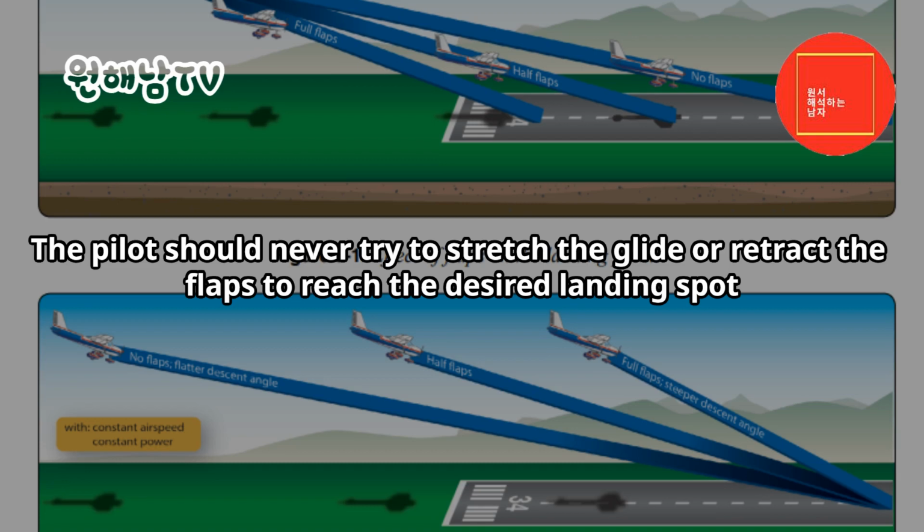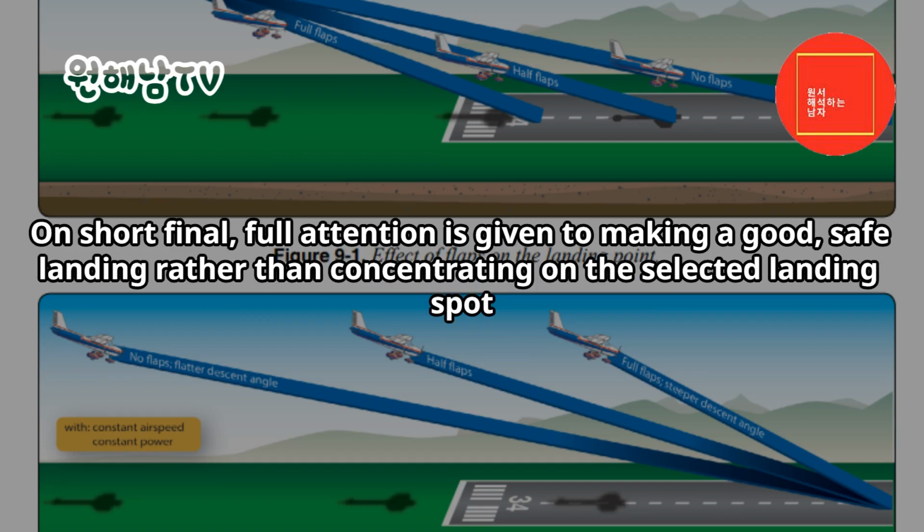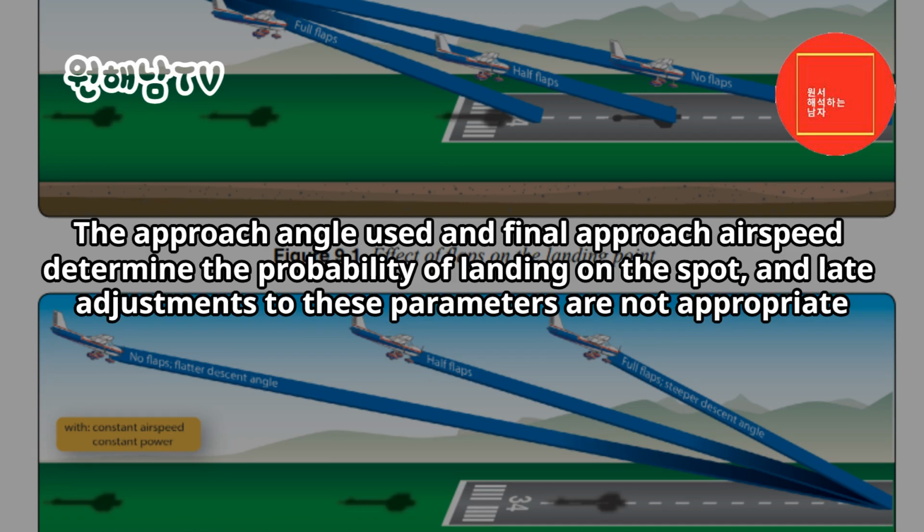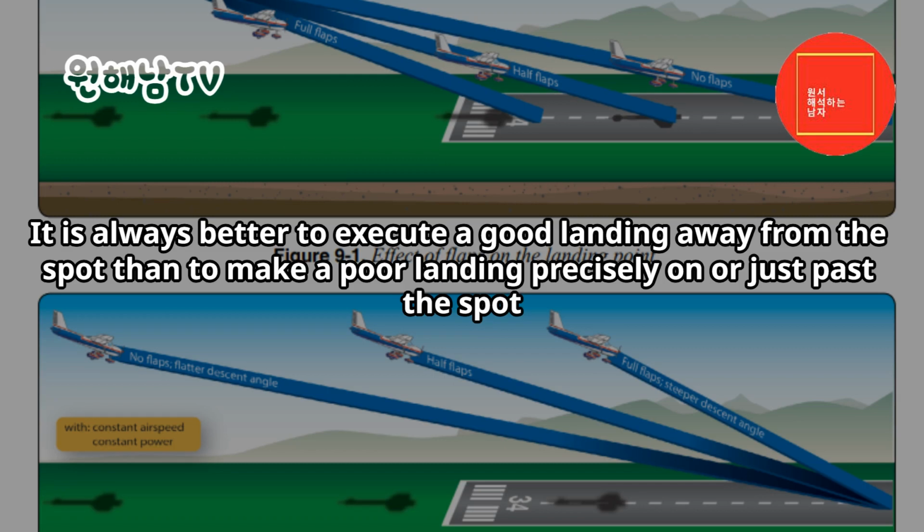On short final, full attention is given to making a good, safe landing rather than concentrating on the selected landing spot. The approach angle used and final approach airspeed determine the probability of landing on the spot, and late adjustments to these parameters are not appropriate. It is always better to execute a good landing away from the spot than to make a poor landing precisely on or just past the spot.